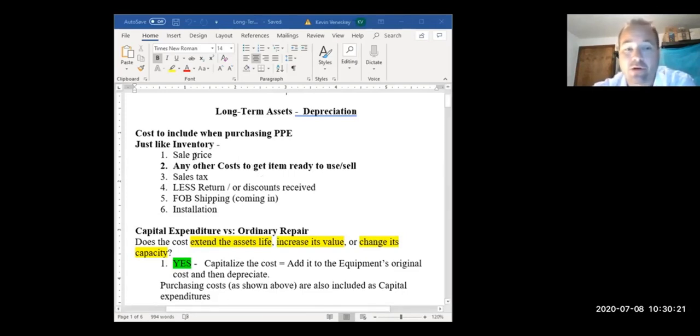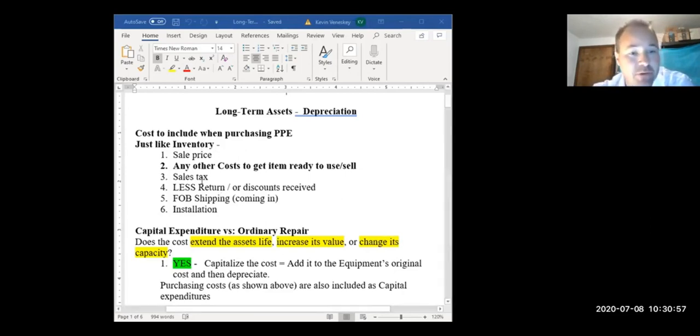And it's very similar to what we've already done with inventory. It's the same rules. Any cost that gets that item ready to use is included in the cost of that asset. So if you buy a machine and if there's sales tax, that gets added in. If you have to pay the shipping, that gets added into the cost of the asset. There is no separate shipping expense. If you have to have it installed or buy some extra pieces to have it installed, that all gets included in the price of that equipment that you will then depreciate over time.